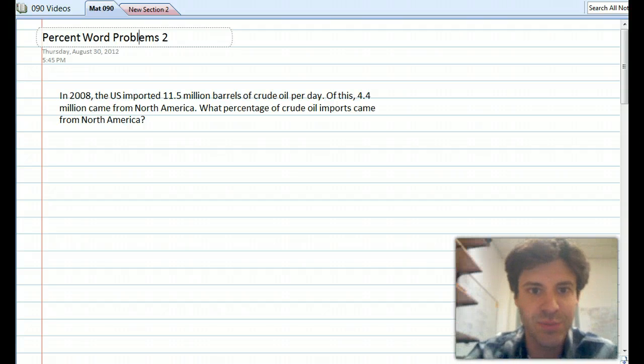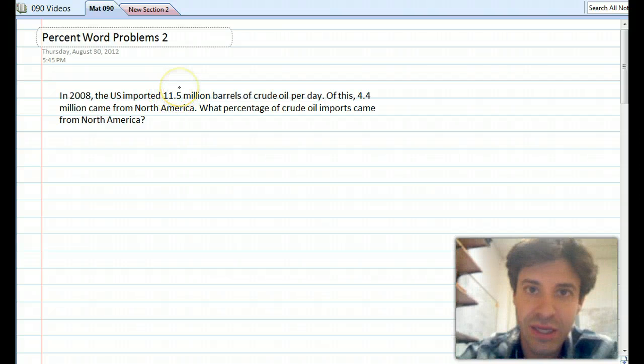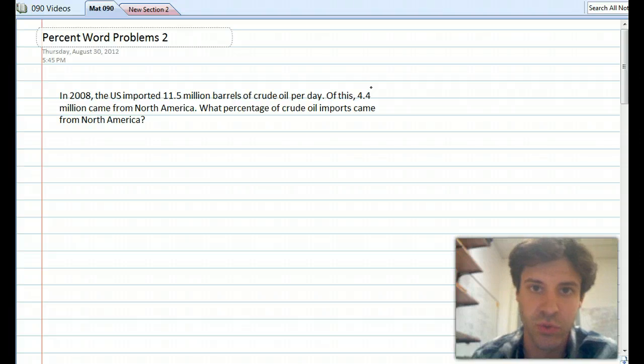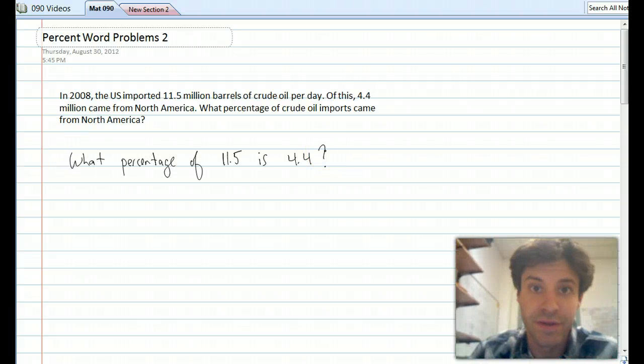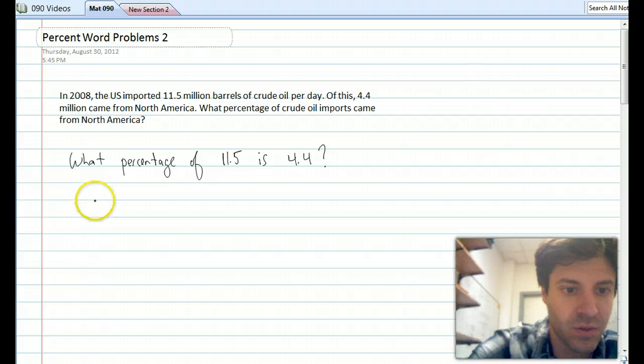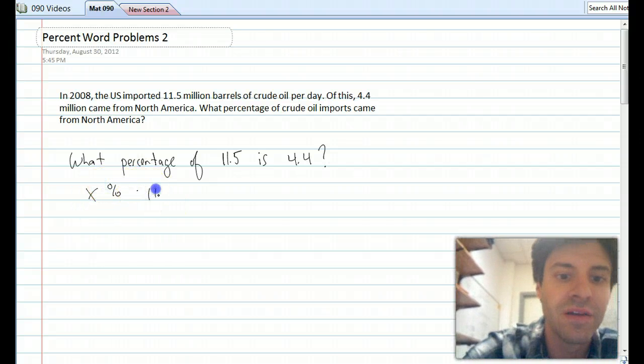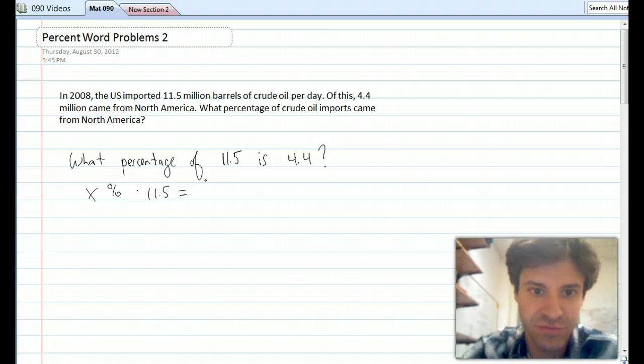This is really the easiest type of problem. Basically what they're doing is giving you two numbers, 4.4 and 11.5, and asking what percentage of 11.5 is 4.4. So let's translate that into a much shorter word problem. There it is. What percentage of 11.5 is 4.4? We can now translate this into our symbols. What percentage of 11.5 is 4.4?